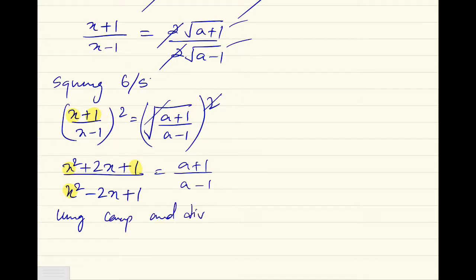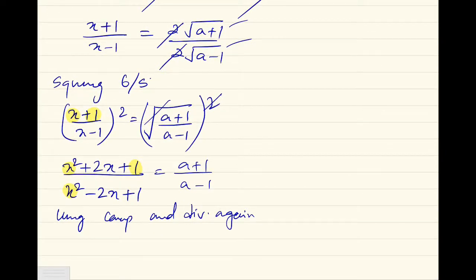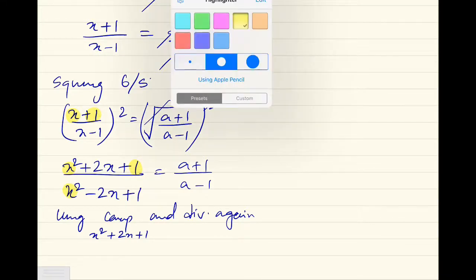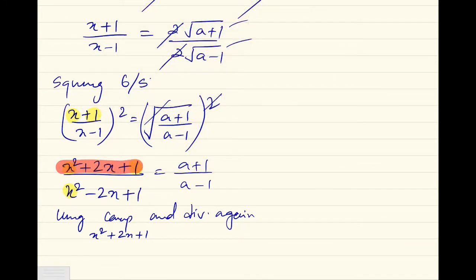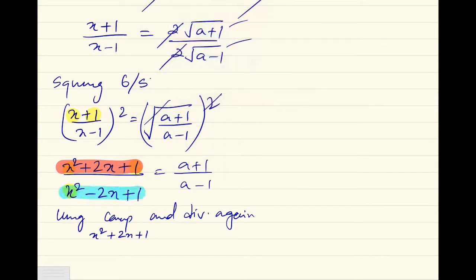Using componendo and dividendo again. So I write here again. So what do I get? Let me do it here. I get x square plus 2x plus 1. That's the numerator. Let me show you in a different color. You're used to that. So red, I've copied in red, and the down one maybe in light blue. Okay, so red plus, what is the denominator?